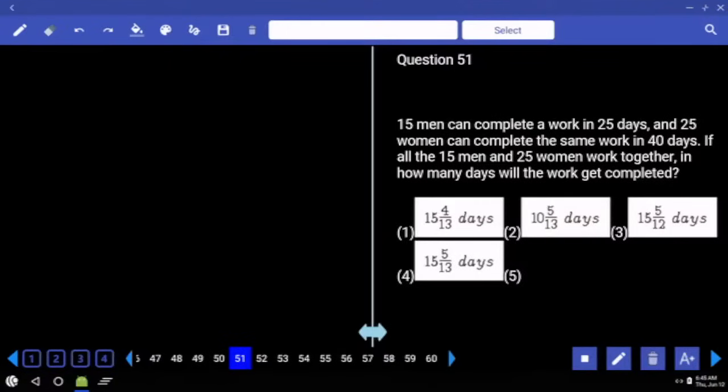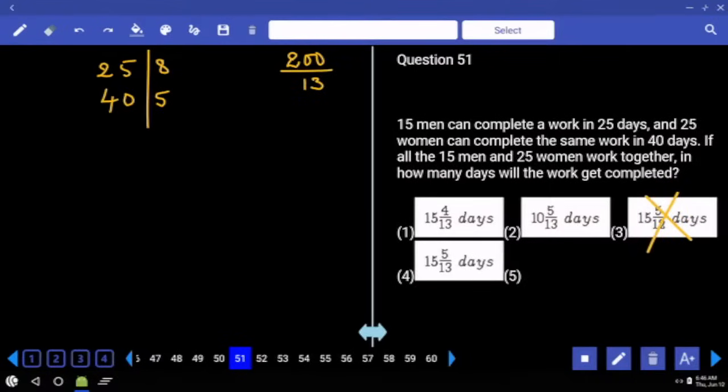Okay. 15 men, 25 women. People are saying, correct? Directly concentrate on the number of days. 25 days, 40 days, LCM 200. So 8 units and 5 units together will do 13 units, divided by 13.